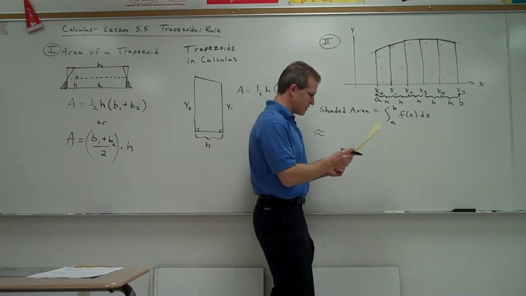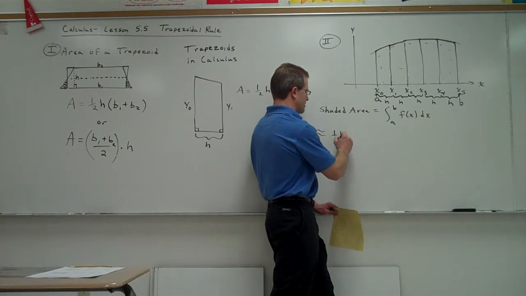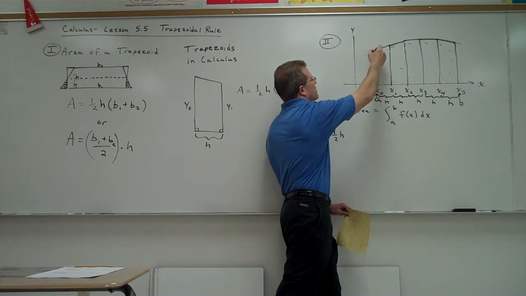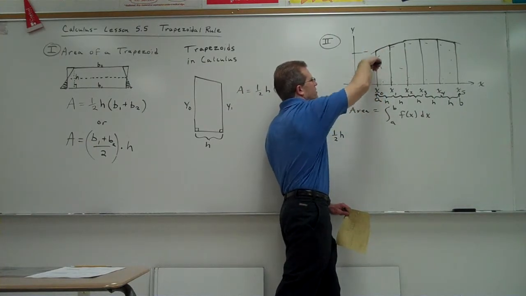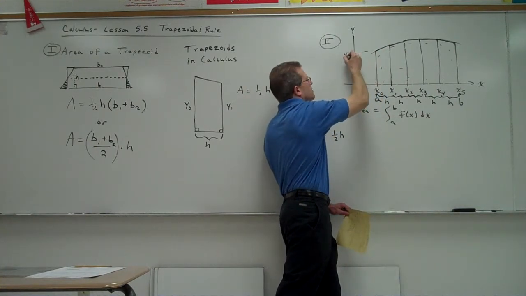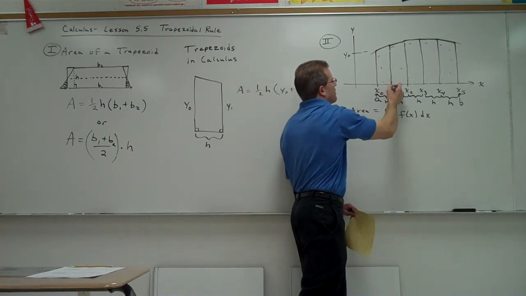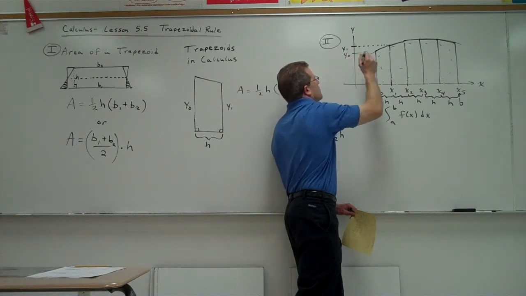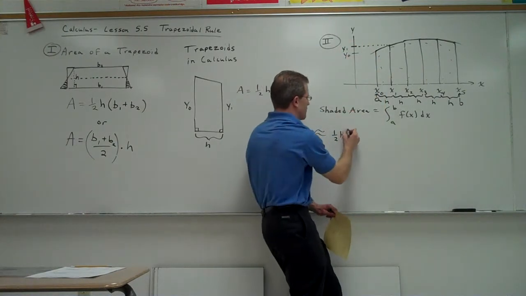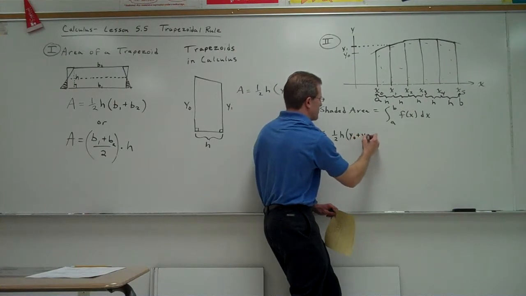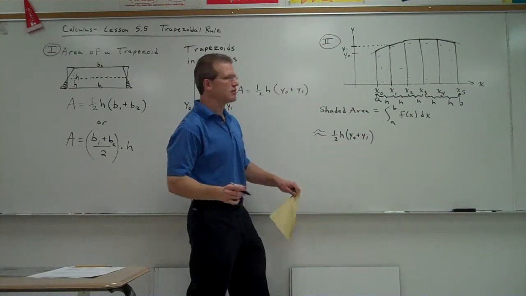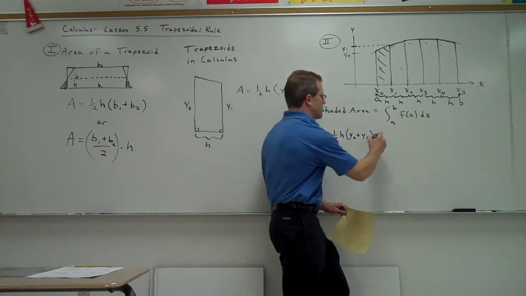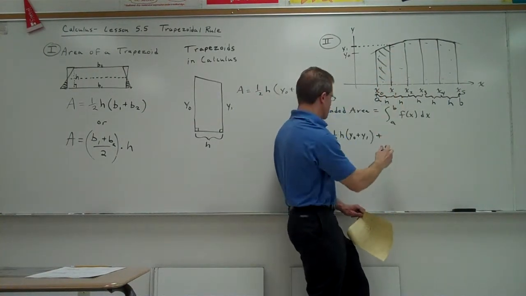What I'm going to do is take 1/2 of the height times, now if this is x sub 0, what do you think this first height would be called, from here to here? Y sub 0. Yeah. And the second height, if this is x sub 1, what do you think this height would be right here? Y sub 1, right? So our first two heights are going to be y sub 0 plus y sub 1. So that formula would give you this area right here.